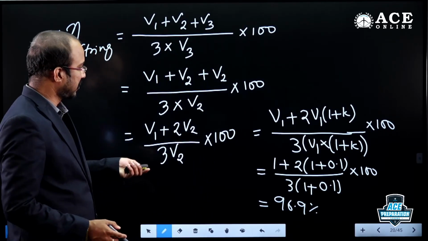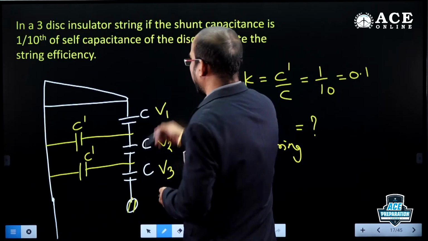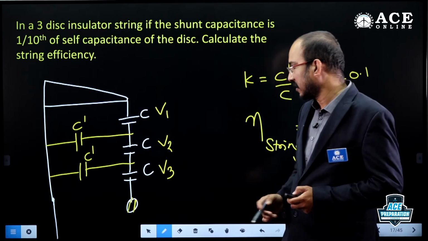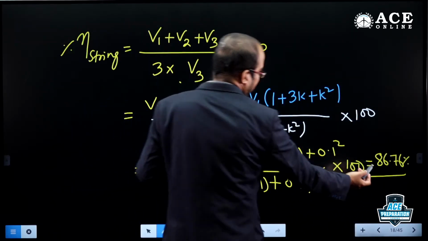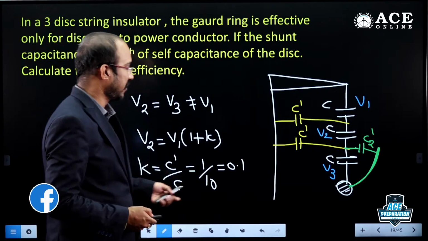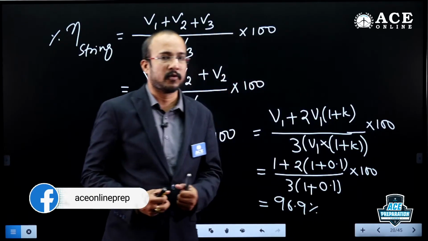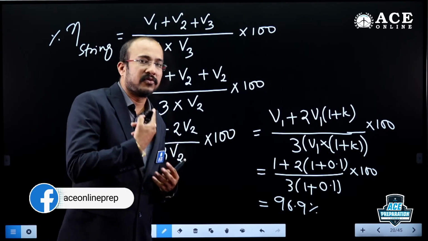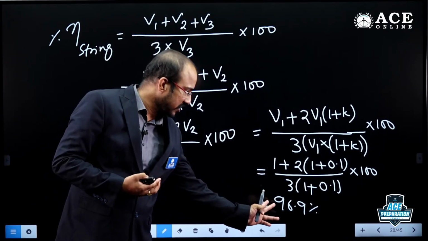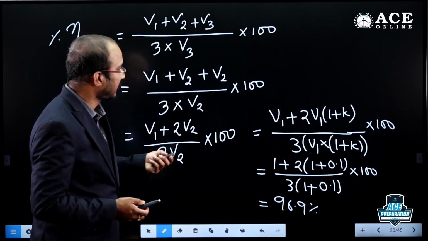So examine these two cases. In the previous case, same system without guard ring, what was the string efficiency? 86.76%. But if you are using the guard ring, effective for the bottommost disc only, the string efficiency is improved, yes or no? So no need to use the guard ring for the entire string. For the bottommost one or two discs we can use it, so that the string efficiency can be improved. Yes. Okay.